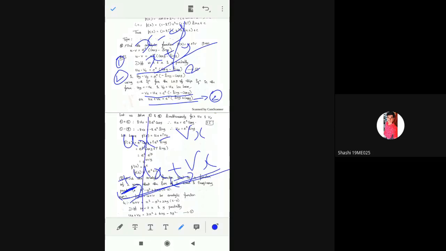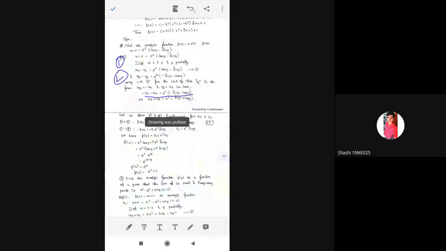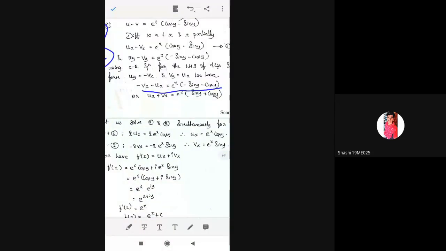So ux minus ux gets cancelled to give minus vx minus vx, that is minus 2 vx. So that is what we have done here. When you add, we get two times of ux; when you subtract, we get minus 2 vx. That I will show you in detail. How we subtracted and how we got this expression, I will show you clearly.